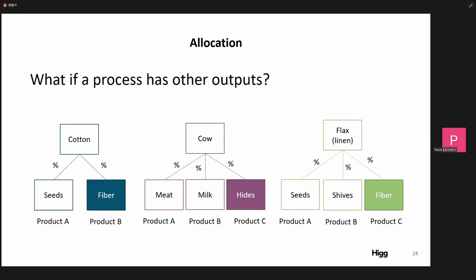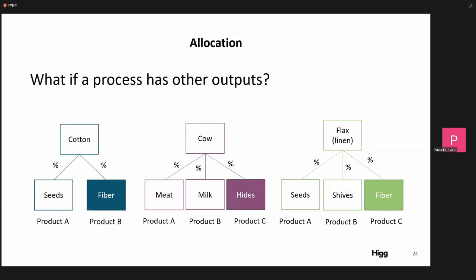Another topic that comes up a lot, we mostly see this around leather, but we actually use allocation in quite a few of our processes. Basically, allocation is answering the question, what if the process has other outputs? So we've talked a lot about measuring the inputs and outputs to a system, but here are 3 examples where we use allocation. So here's our example. We measure all the inputs and outputs for growing cotton or raising a cow, but how do we assign these impacts to different outputs if we're only interested in one of the outputs?